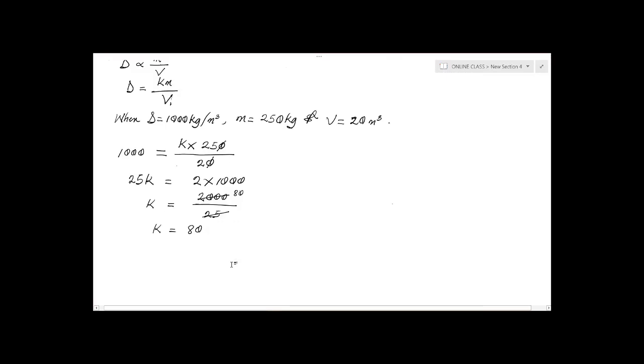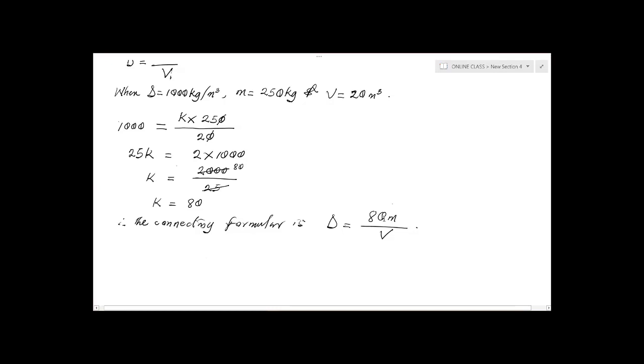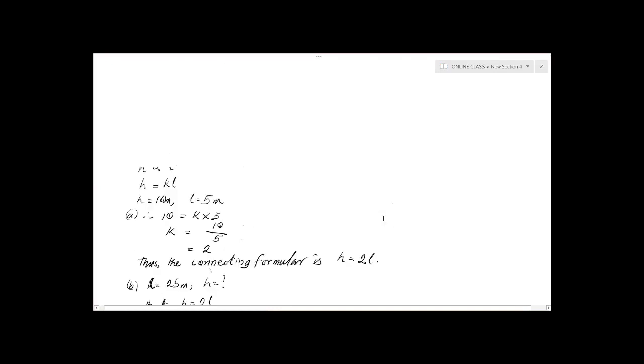So now the next thing you are writing is, therefore, the connecting formula. You are changing only k, don't forget. Formula is G equals 80M over V. Are we together? Yes, sir. Any question at this point?